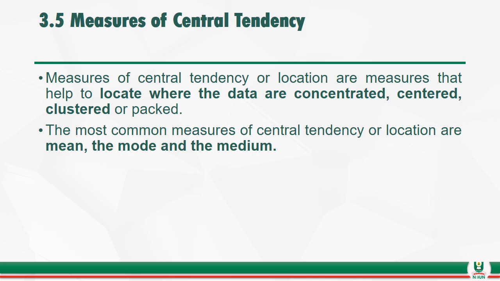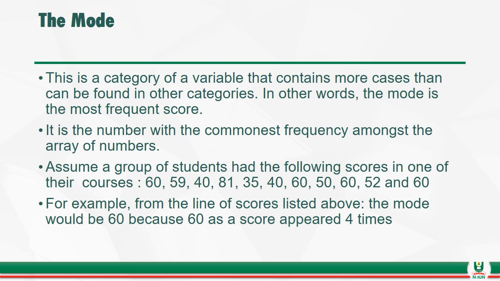Talking about measures of central tendency, which is 3.5. Measures of central tendency or location are measures that help to locate where the data are concentrated, centered, clustered, or packed. The most common measures of central tendency are mean, median, and mode. The mode is more or less the most common frequency among the numbers that we are working with. So that is the number that appears most.